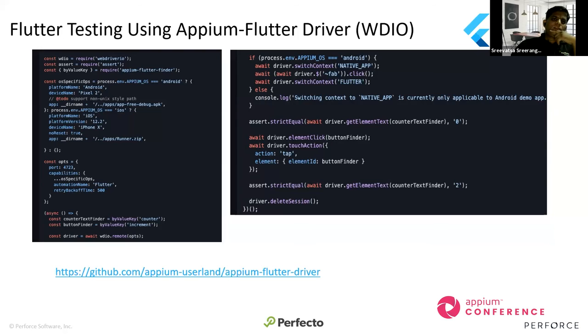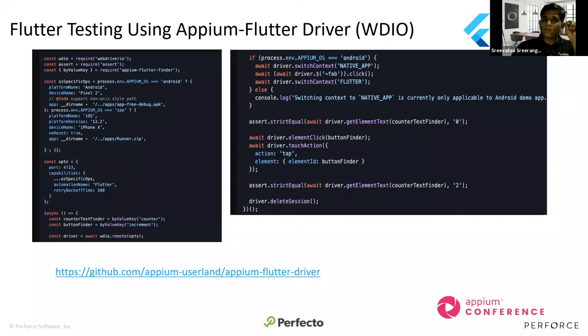Yeah, so initially, when Appium Flutter was launched, it intended to resolve some of the gaps. Here, if you see the code base on the right side, we can switch the context to native or to Flutter. Which means that native pop-ups, or any device-level control which Appium offers, can be tested using this particular approach.